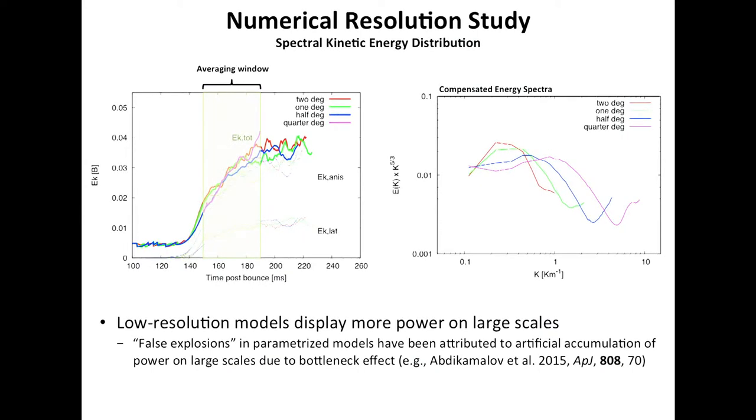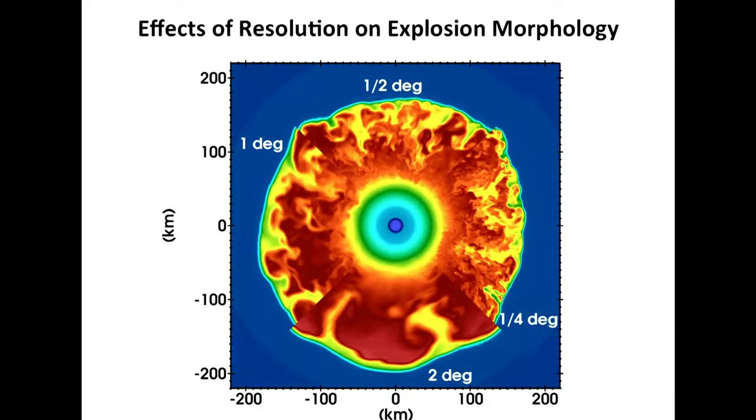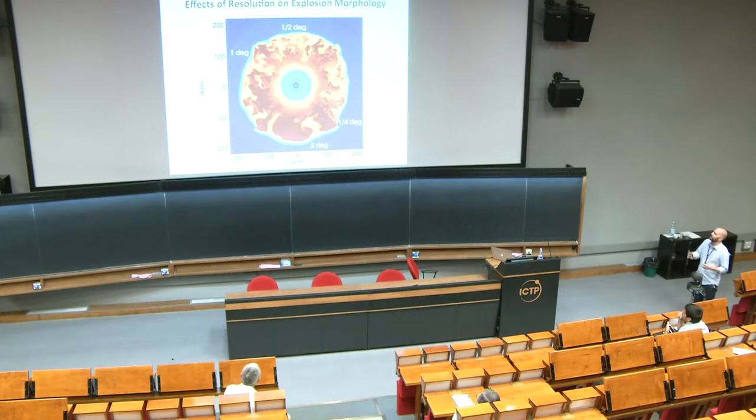So now if we look at energy spectra computed over a temporal interval here, we see that this is not resolved. And also for the low resolution models, there is an accumulation of power at large scales. As we increase the resolution, the power is less distributed to smaller scales, and this was also seen in this paper and discussed there in the context of more parameterized models. And looking at the distribution of entropy, we see that for the lowest resolution, we have clearly formed these large-scale bubbles, but as we increase the resolution, they seem to be shredded by multi-D. They're more turbulent.